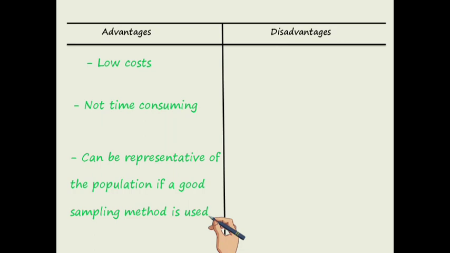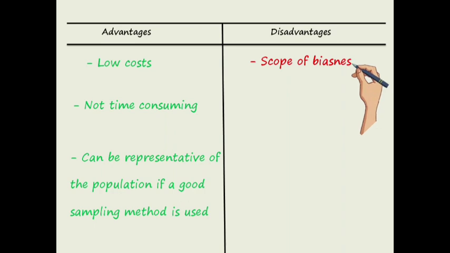The disadvantages of the sampling method include scope of biasness. Bias refers to inaccuracies introduced into the sampling process, which can skew the results and lead to misleading conclusions. The presence of bias in sampling can undermine the validity and reliability of research findings.